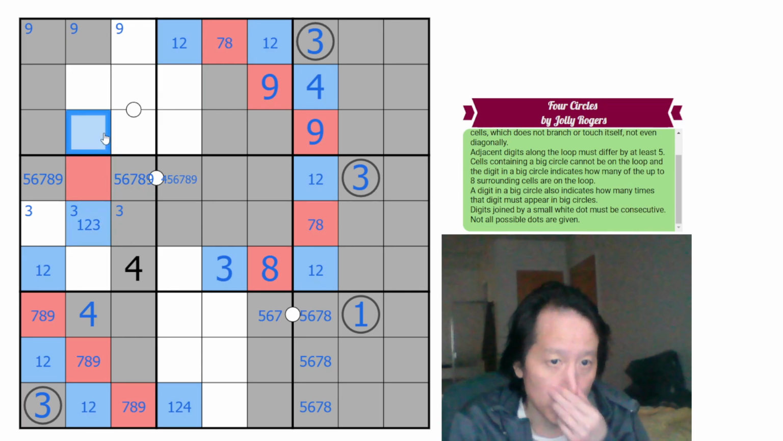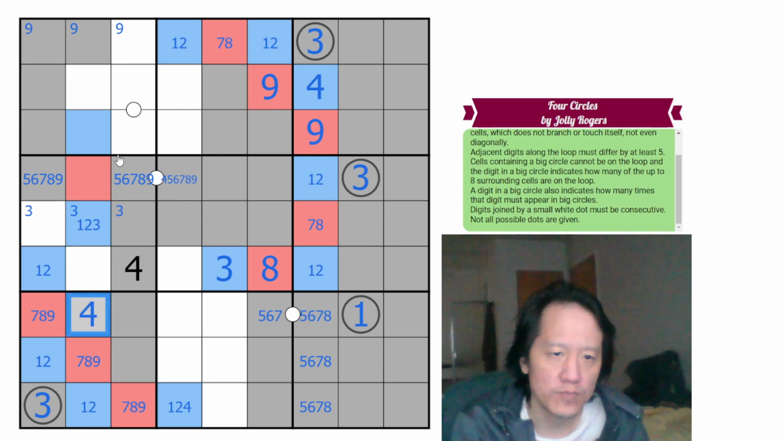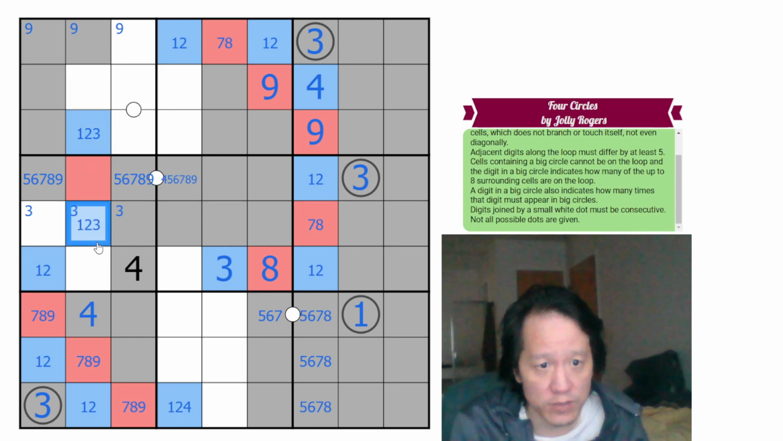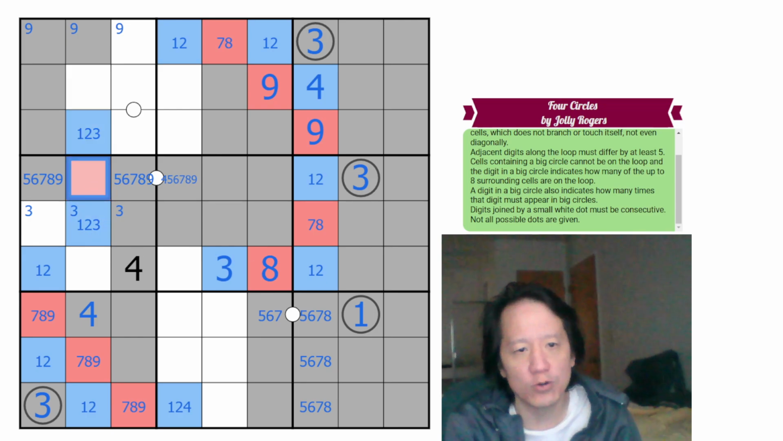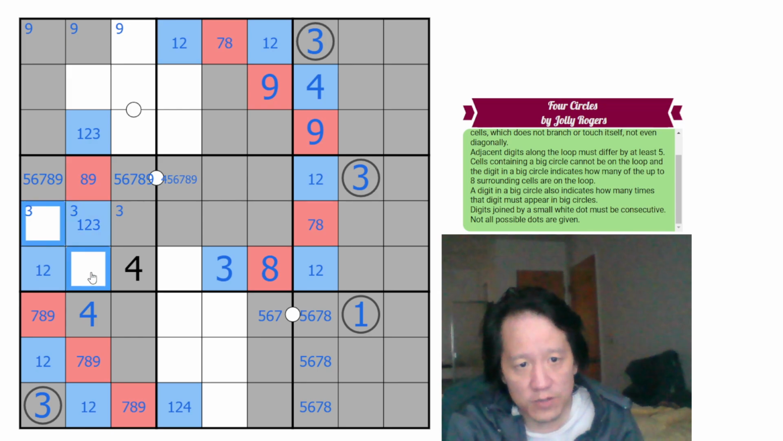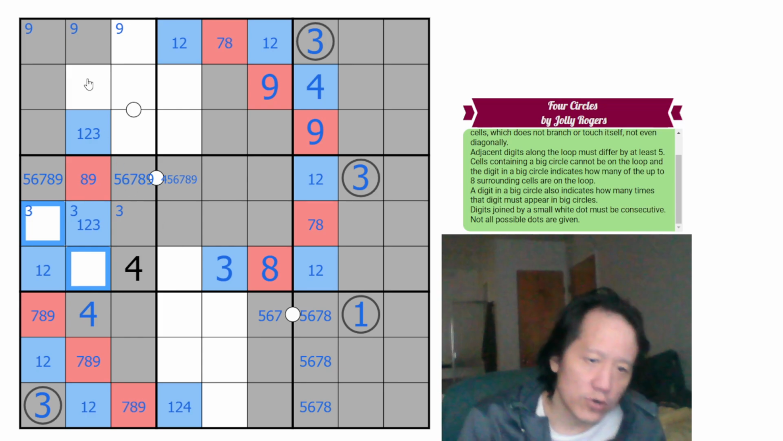So this can't be 4. So this is 1, 2, or 3. We know the 3 is one of these two. Therefore, this has to be 8 or 9. It cannot be 7. It cannot be 6 because those can't be next to a 3. One of these two is high.